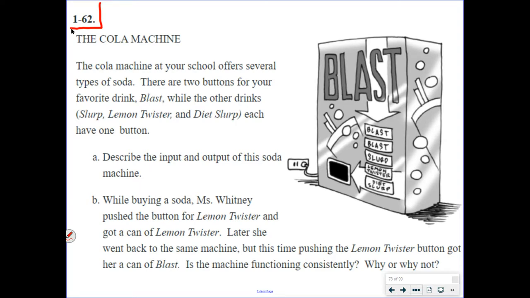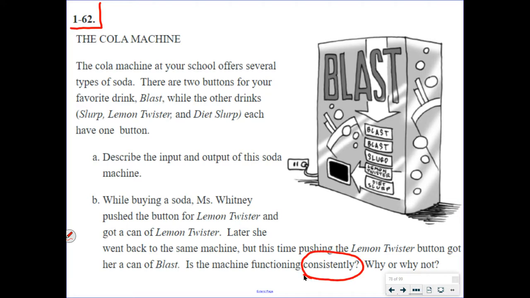Output is the soda. Letter B, while buying the soda, Miss Whitney pushed the button for Lemon Twister and got a can of Lemon Twister. Later, she went back to the same machine, but this time pushing the Lemon Twister button, she got a can of Blast. Is the machine functioning consistently? And that's what we're looking at. Not is it functioning correctly, but is it functioning consistently?